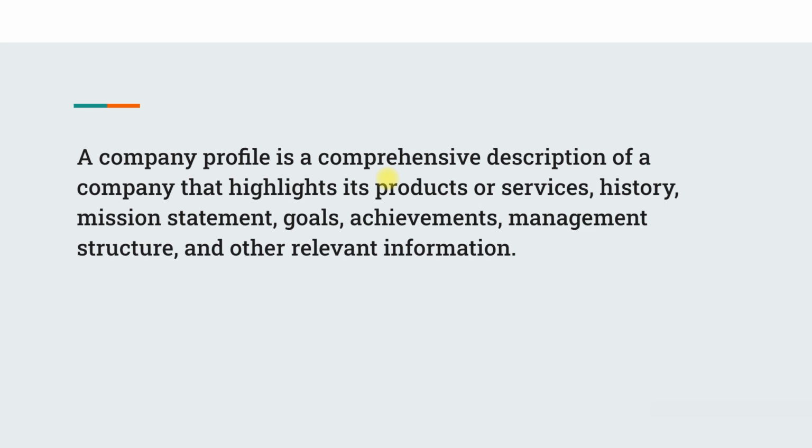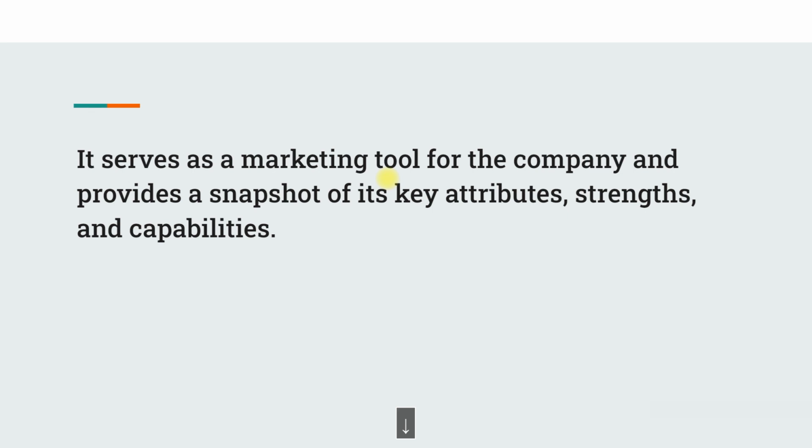At the same time, we also have something about the vision statement and things like core values. We have goals. We also have achievements. We also have management structure. It can also be illustrated as a business organogram or an organizational structure. And there's also other relevant information, in the company profile you find relevant information about a particular business or a company as a whole. Now, a company profile serves as a marketing tool for the company and provides a snapshot of its key attributes, strengths, and capabilities. Now, I'll give you a brief example.